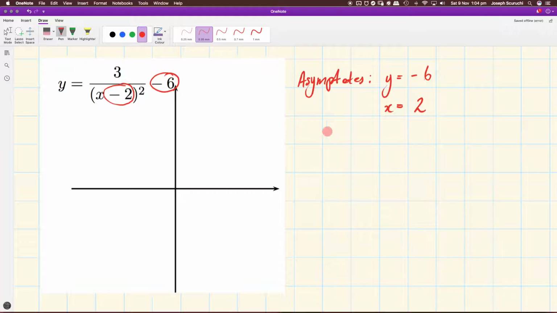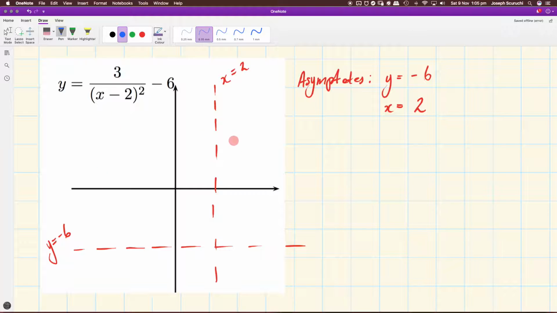Remember, if this is negative, it means it's shifted 2 to the right. And the reason for that is because x minus 2 squared cannot equal 0. So x cannot equal 2 because 2 minus 2 is 0, and I cannot have my denominator being 0. Perfect. Now that I have my asymptotes, I quickly draw those in. x equals 2 will be here. You, of course, will use a ruler, and this will be y equals -6. I can then draw in my truncus.